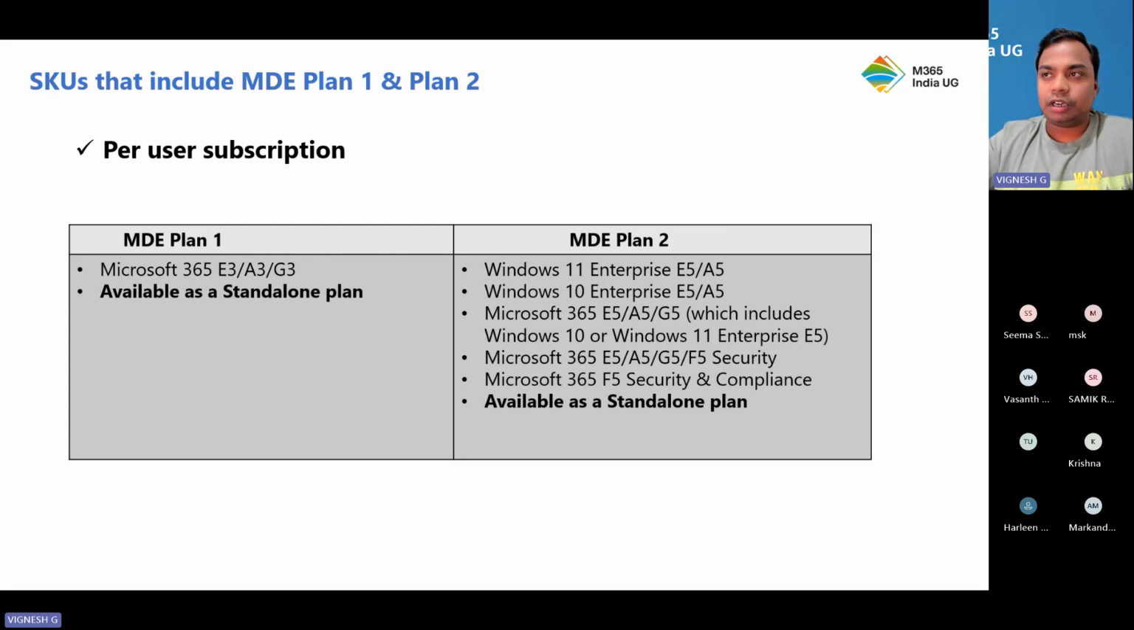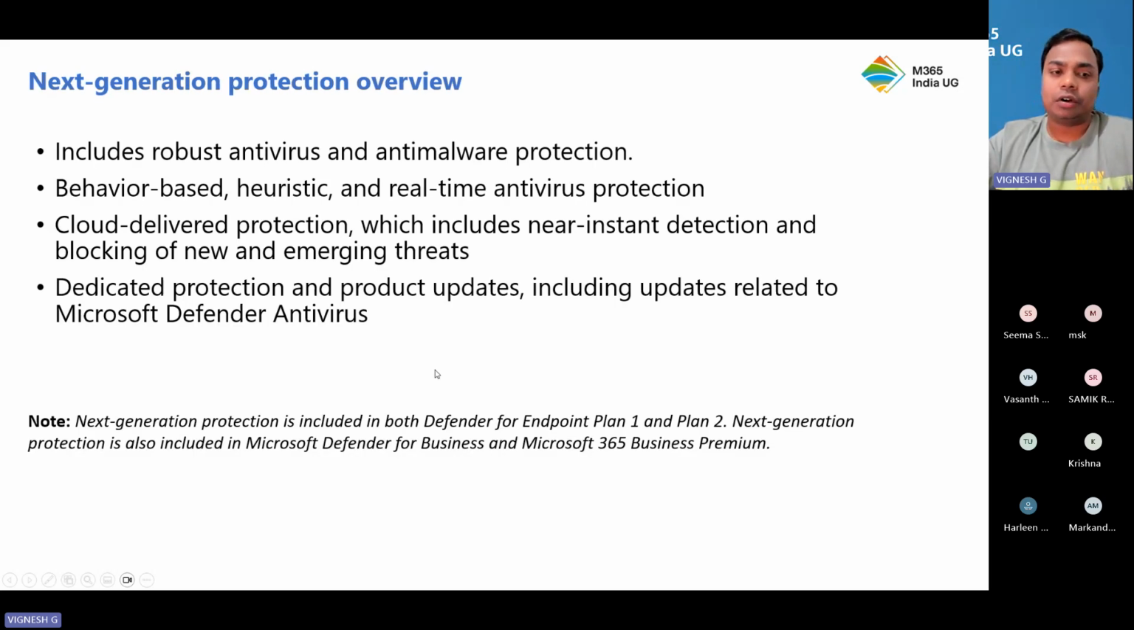Now, I just want to quickly touch base on all these. I think we are going to talk about 5 core capabilities today. The first one is next gen protection. So when I say next gen protection, it's simply nothing but the antivirus, the Microsoft Defender antivirus, which is part of your Microsoft Defender for Endpoint, right?